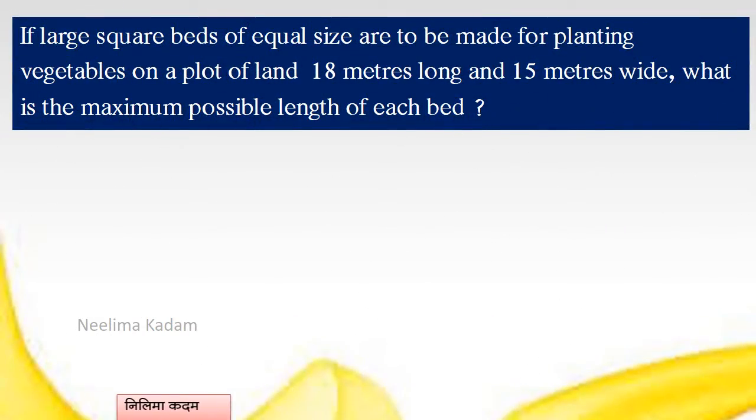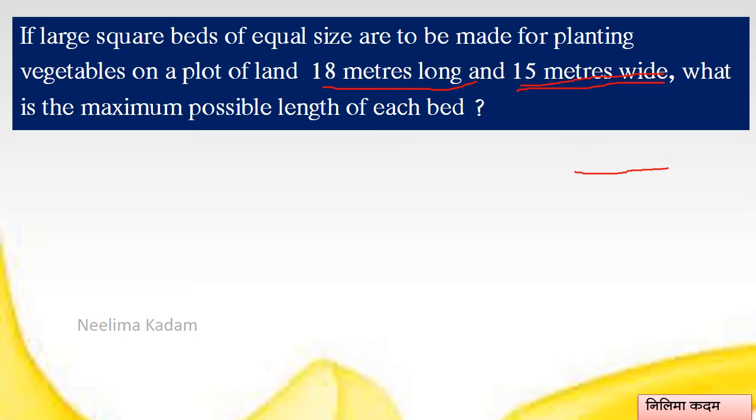For a word problem, शाब्दिक उदाहरण आपण बघणार आहोत. If large square beds of equal size are to be made for planting vegetables on a plot of land 18 meters long and 15 meters wide, what is the maximum possible length of each bed? The plot is 18 meter long and 15 meter wide.